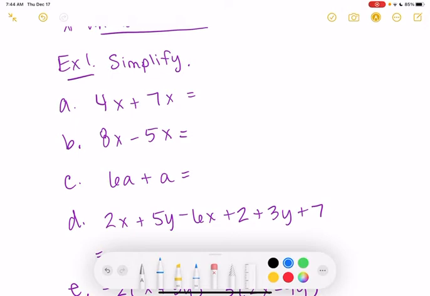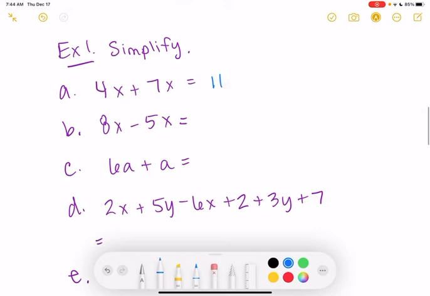So if I have 4 x's and I want to add another 7 x's, how many x's total do I have? I have 11 x's. Right? That's it. If I have 8x and I want to take away 5x, what do I have? 8 minus 5, I would have 3x. 6a plus another a, how many would I have? I'd have 7a. And again, if you need to, you can slip in that little 1 if it helps you out. So 6a plus 1a would be 7a.